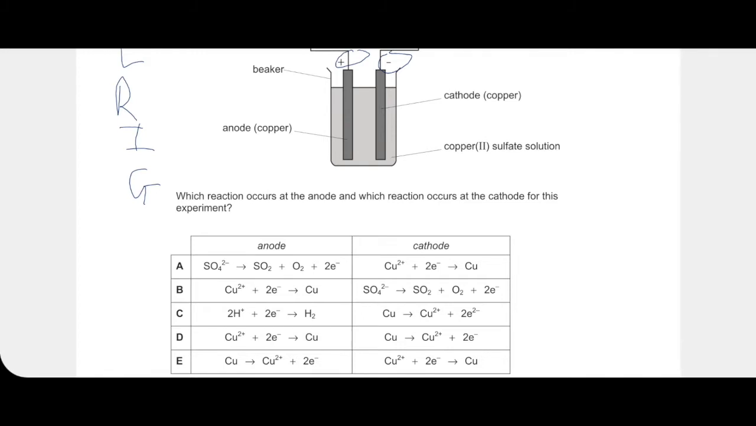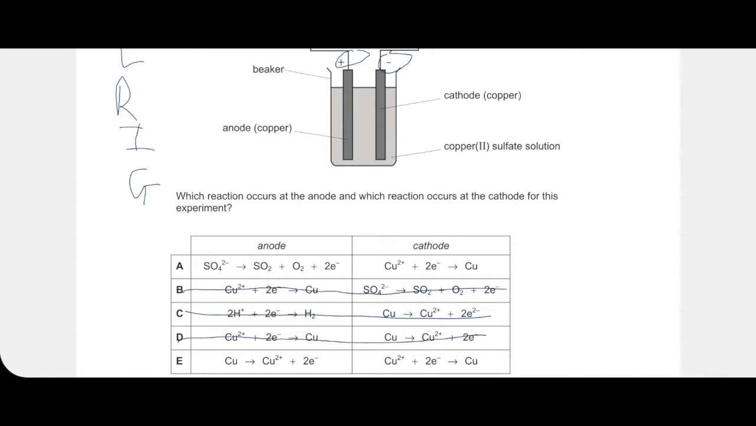So immediately, you could eliminate anything that doesn't have solid copper forming at the cathode. So let's eliminate B, C, D. And let's look at these two half equations that are remaining on the cathode side. Yep, they're both correct. The copper(II) ion that's in the solution gains 2 electrons to form solid copper. And that is correct in regards to our statement of reduction is gain of electrons.